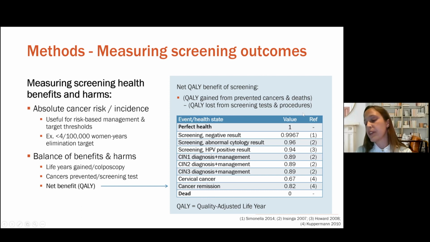So the inconvenience that comes from attending screening, the potential anxiety that comes from being screened positive, and any pain or discomfort that comes from treatment procedures.